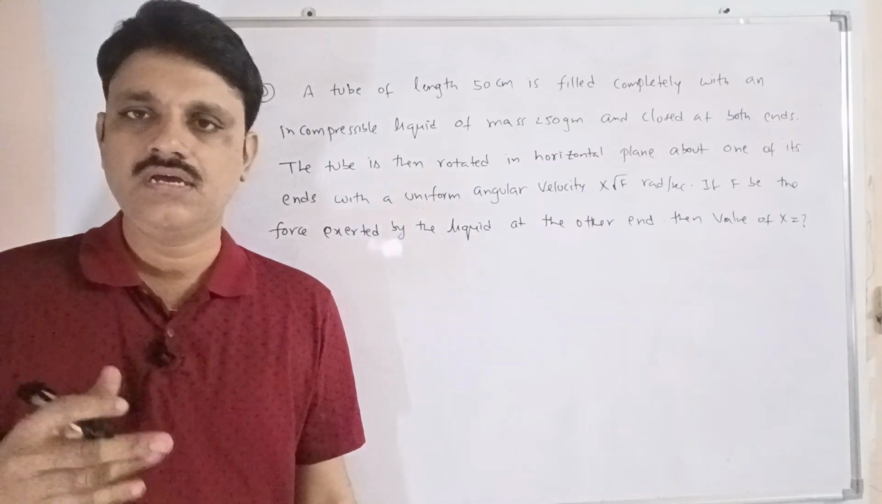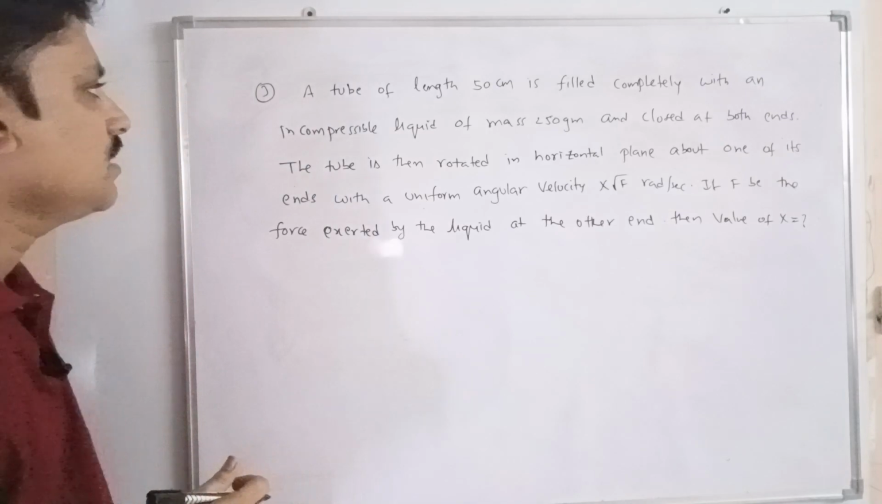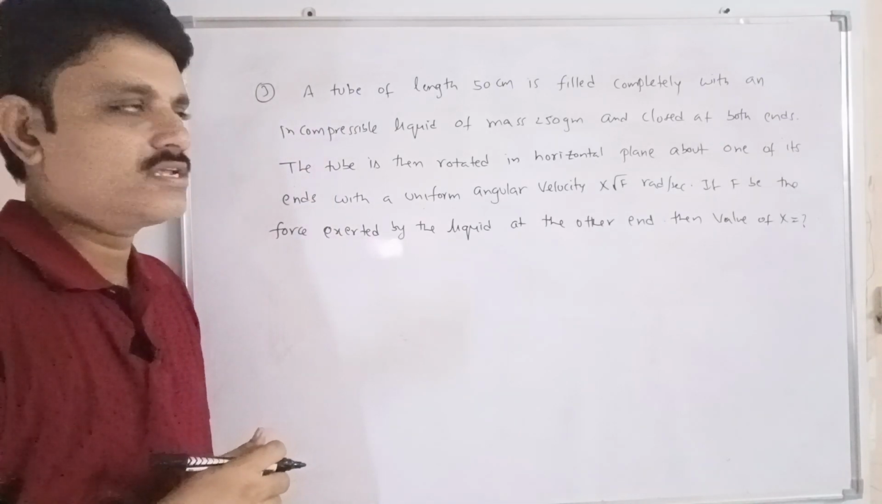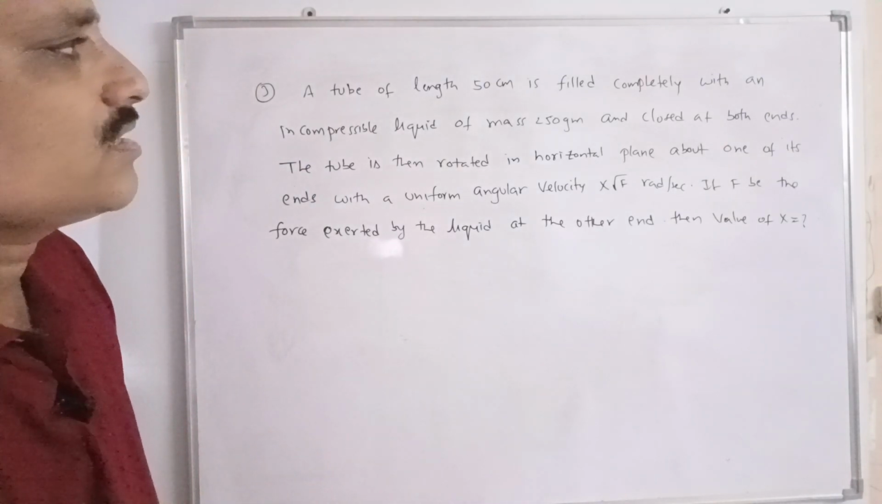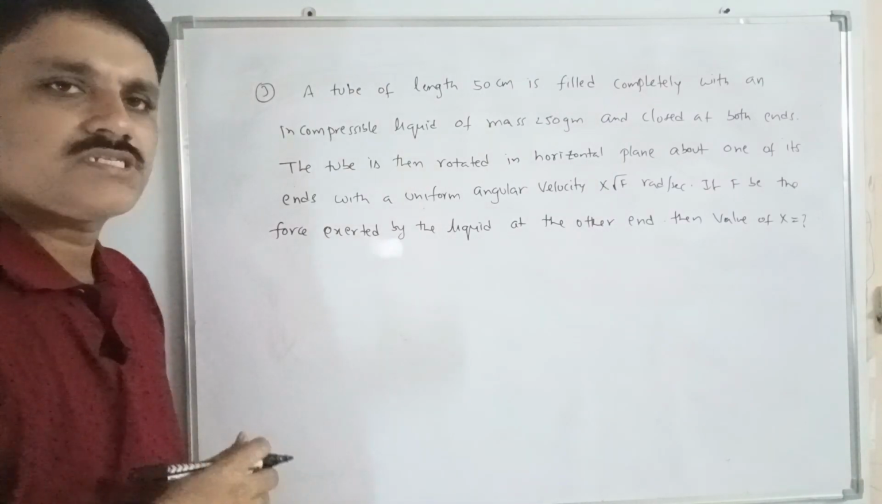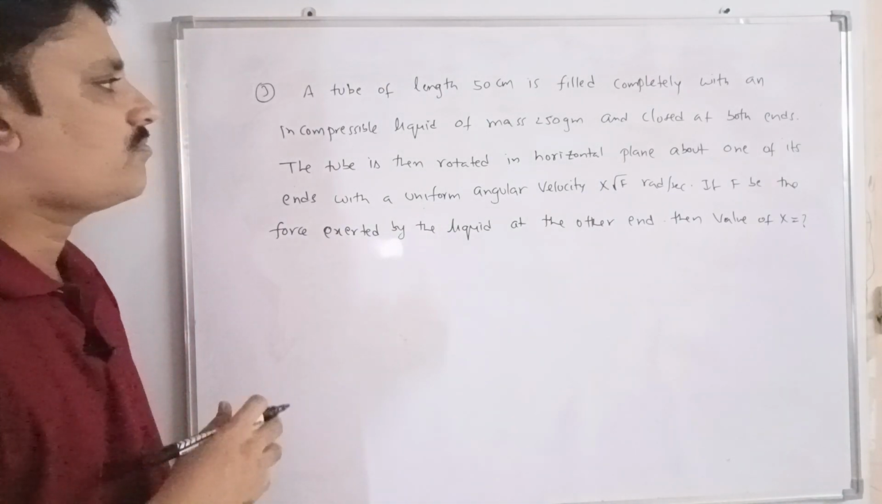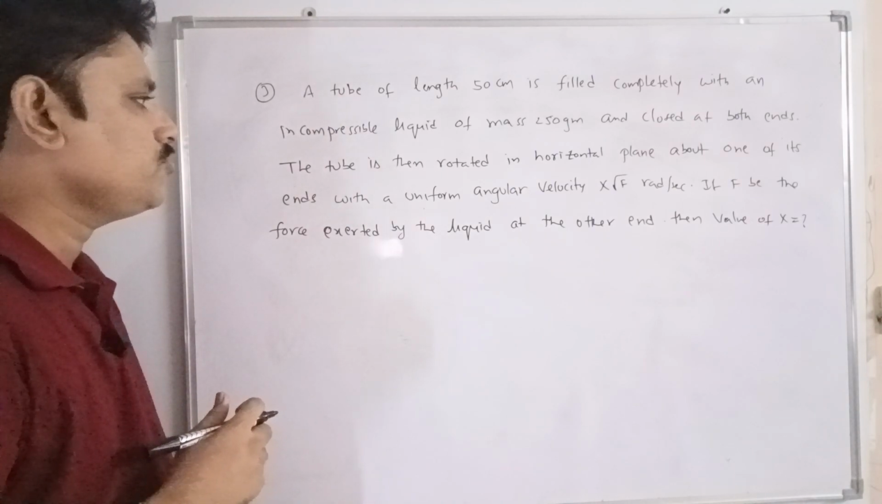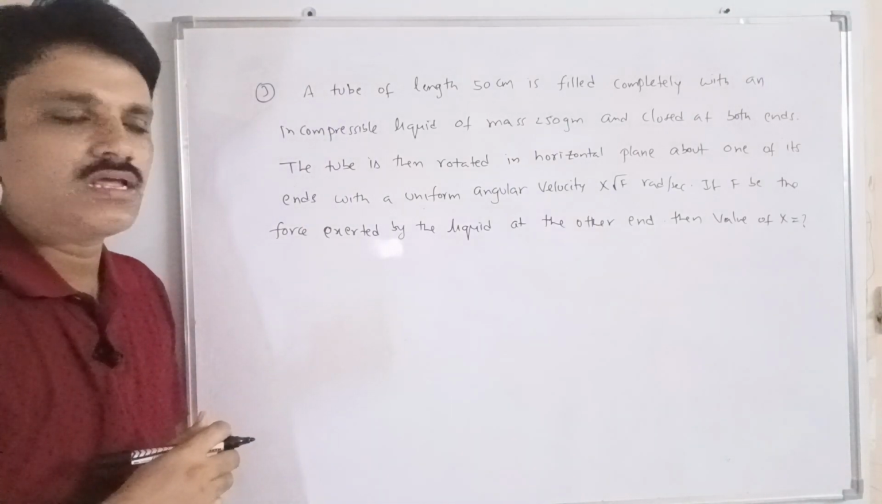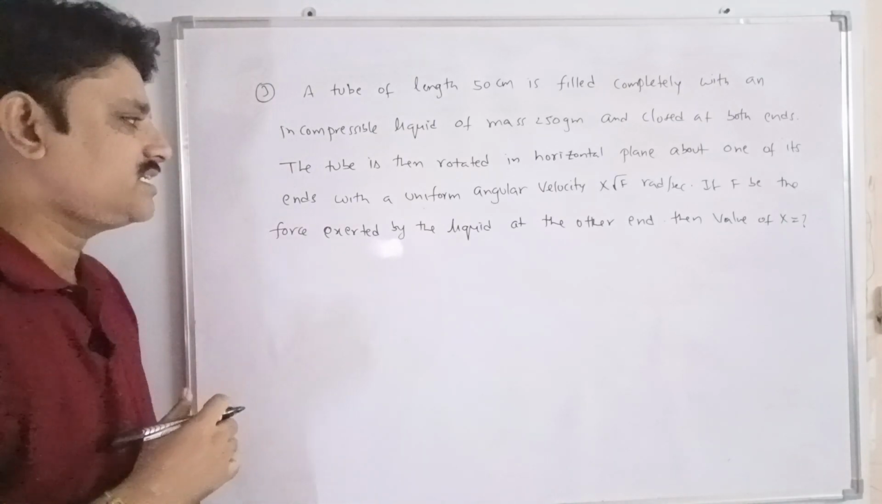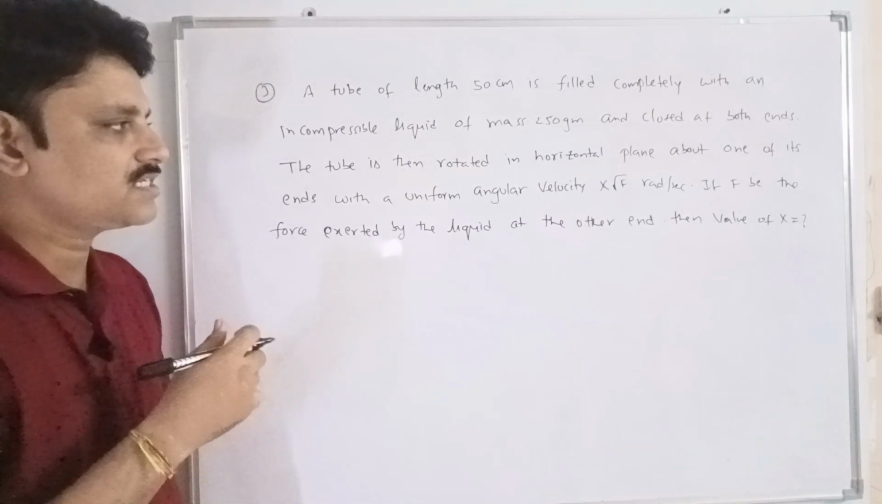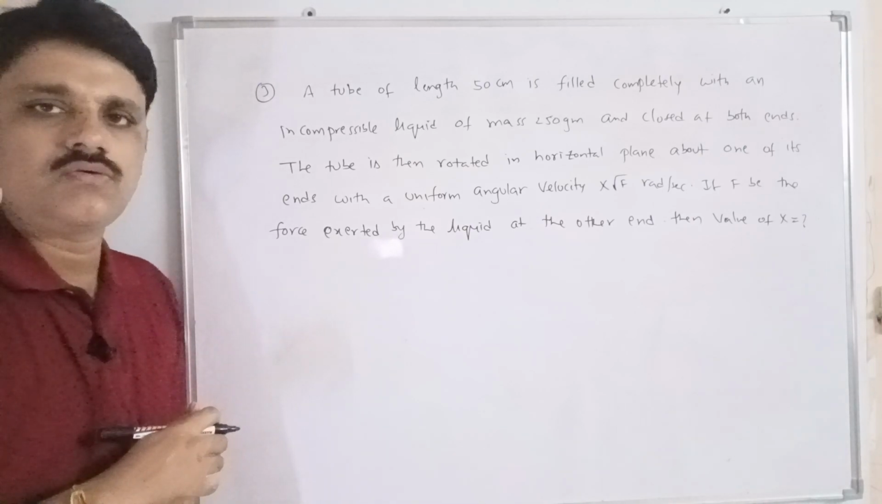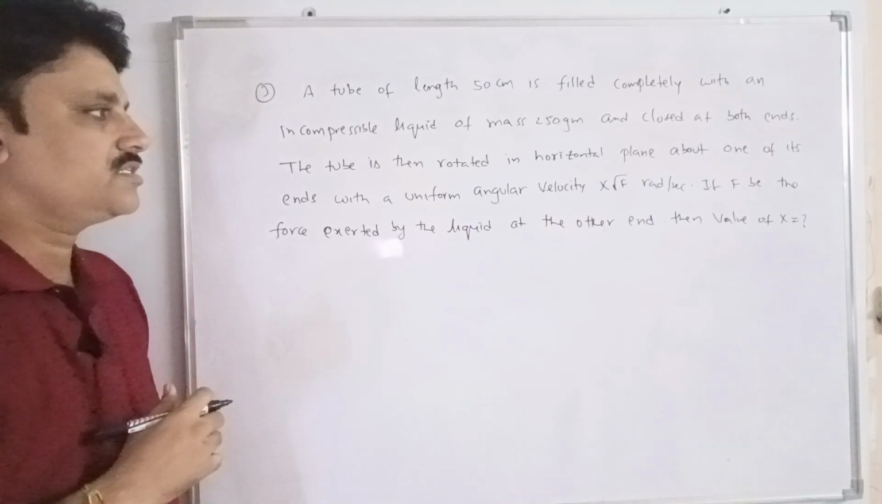Okay students, let us see the next problem. A tube of length 50 centimeters is filled completely with an incompressible liquid of mass 250 grams and closed at both ends. The tube is then rotated in a horizontal plane about one of its ends with uniform angular velocity x root f, then what is x? That is the question.